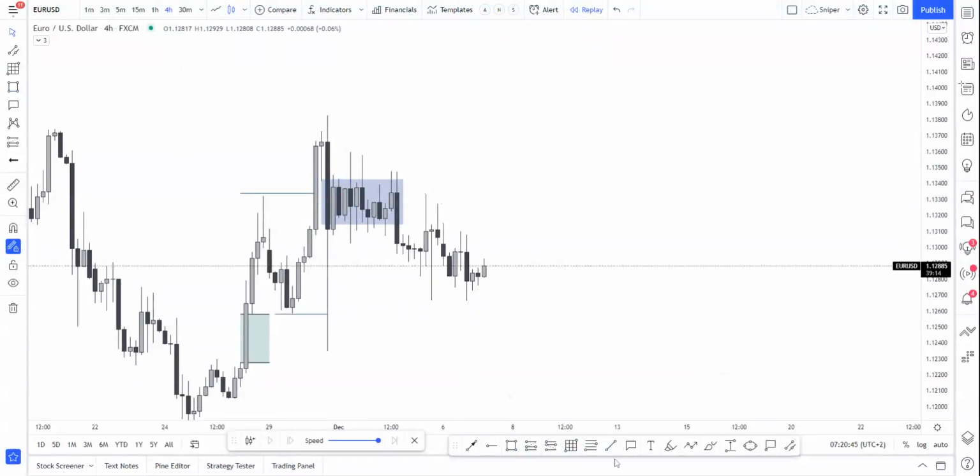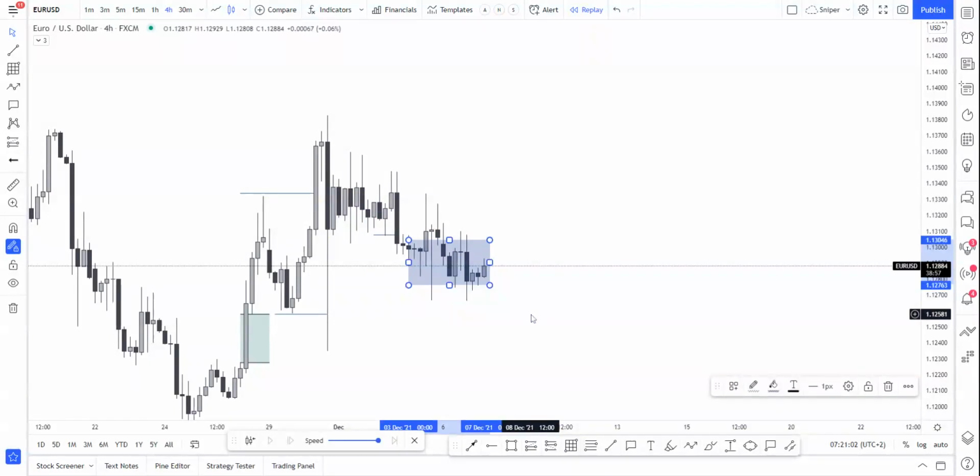We pushed down, we broke out of the accumulation, and we came back to retest the accumulation area, and we started pushing down, but failing to go lower. So we're ending up in another accumulation phase. So again, I'm just going to move over here. So now we have this accumulation consolidation phase.